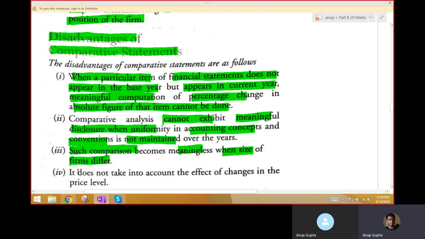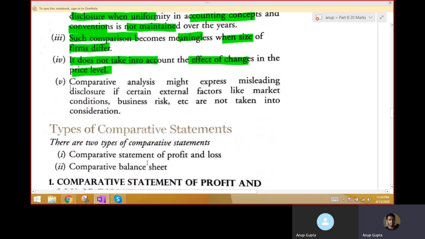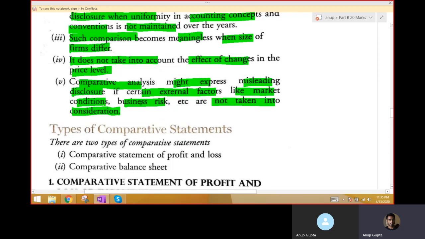The last one, and which always is there, it does not take into account the effect of changes in price level. Okay, changes in the price level is not maintained. The comparative statement might express misleading disclosure if certain external factors like market condition, business risk, etc. are not taken into consideration. Obviously, these things are not taken into consideration, and hence the comparative statement analysis might be misleading. So these are the disadvantages.